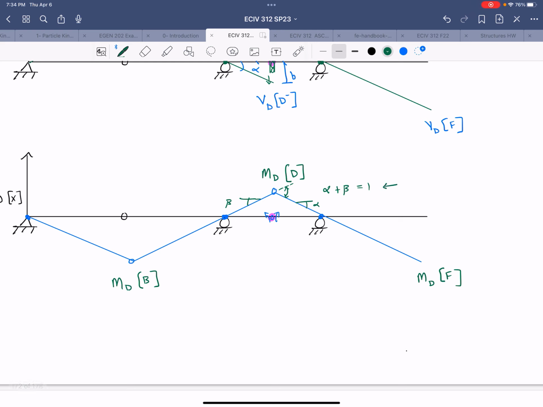So remember that it's important that this is a unit rotation. And that the vertical displacement at D is not the unit displacement.